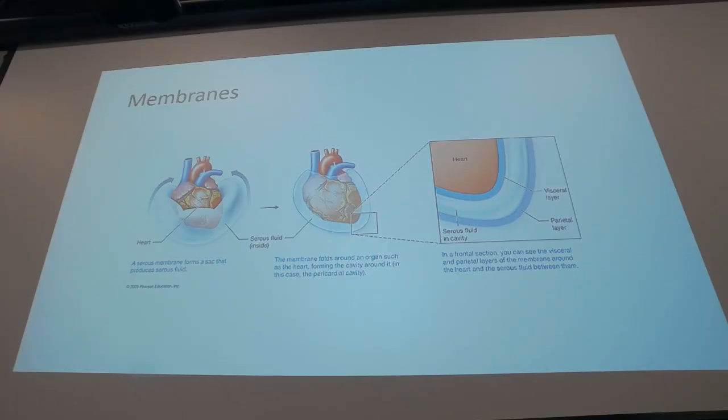So that's an example. If you're wearing two pieces of clothing, the one that is closer to your skin will be the visceral, and the other one will be the parietal.